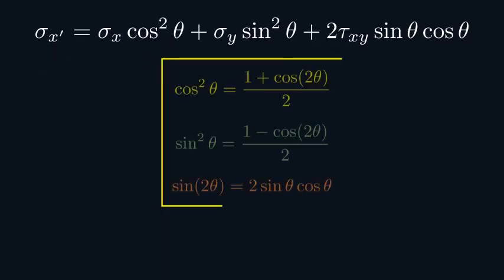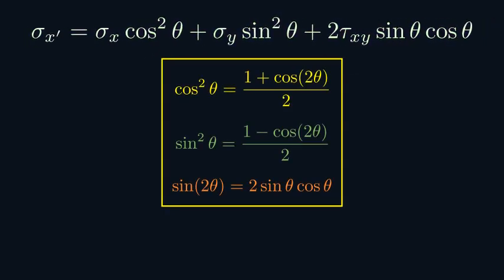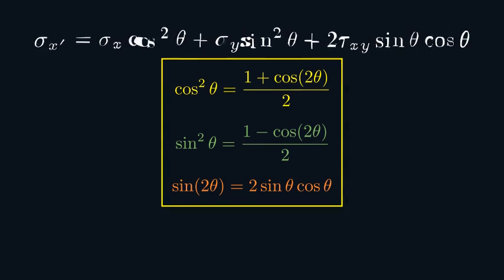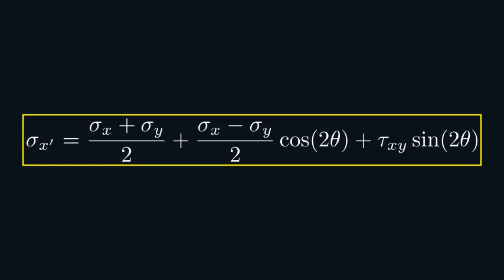This equation is correct, but we can make it more elegant and useful by applying a few trigonometric identities. These double angle identities will help us combine terms. After substituting these identities and doing a bit of algebra, we arrive at the final standard form of the transformation equation for normal stress. This beautiful equation gives us the normal stress on any plane, just based on the original stresses and twice the angle of rotation. Great, that's half the problem.